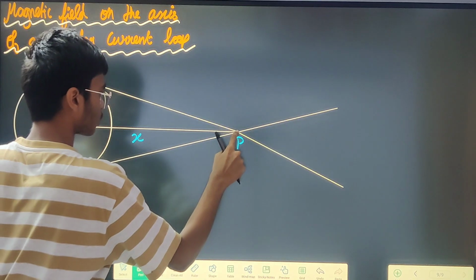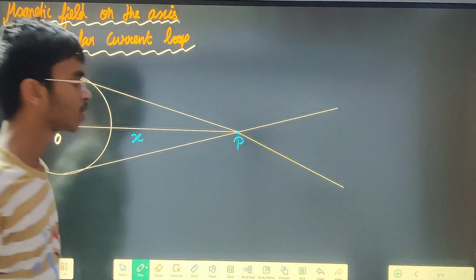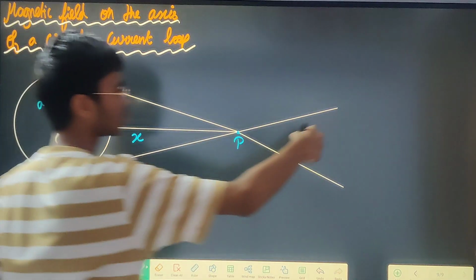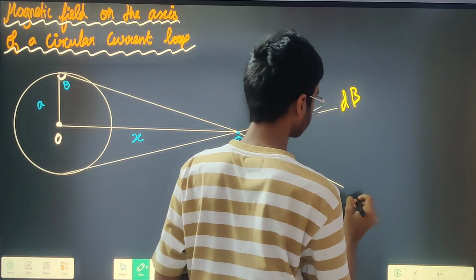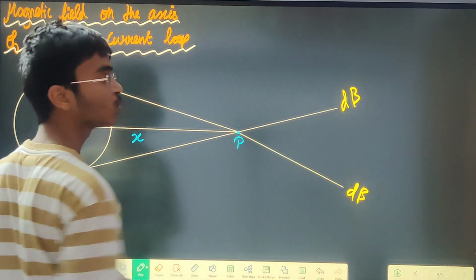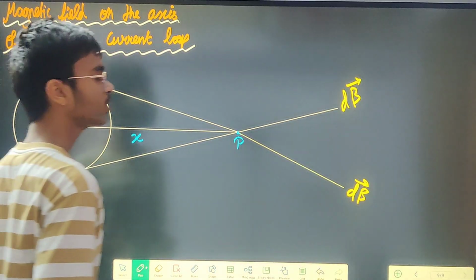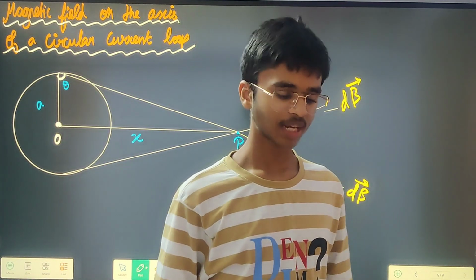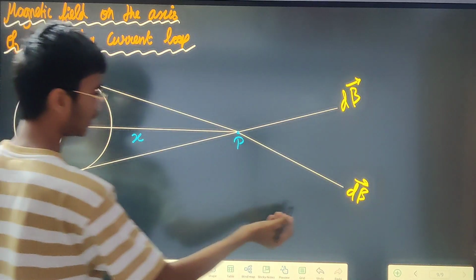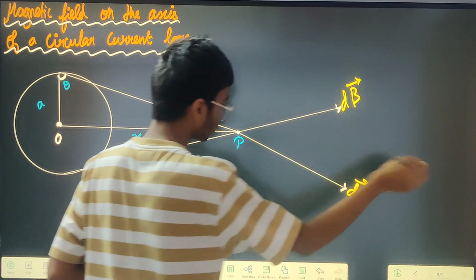As I said, there are going to be two different contributions. This is going to be dB, a magnetic field. This is also going to be dB, another magnetic field. Since these are two different dBs and they are vector quantities, what can we do? We can use resolution, and we also have another formula, the parallelogram law. According to the parallelogram law, this is the head and these are the tails, so the resultant is going to be like this.